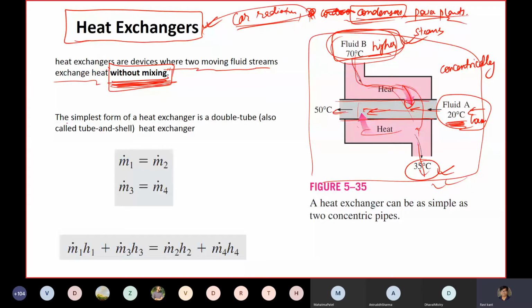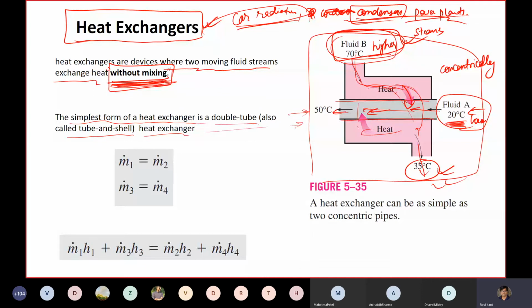The simplest form of heat exchanger is a double tube, also called a tube and shell heat exchanger, shown over here. This gray area is your tube, and on top of it, concentrically, it has been cased. That is called the shell. So it is also known as a tube and shell heat exchanger.